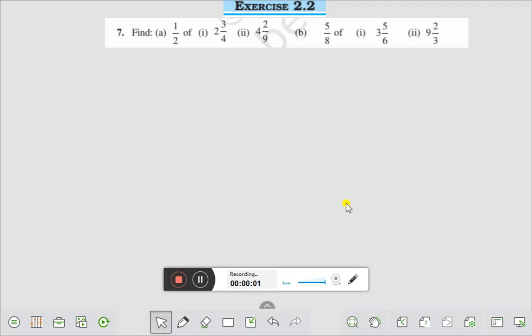Hello everyone, today we shall discuss exercise 2.2 question number 7. Question number 7 is: find (a) 1/2 of 2 whole 3/4, and 4 whole 2/9. Right? That is A.